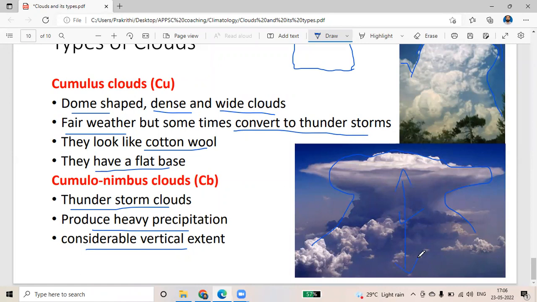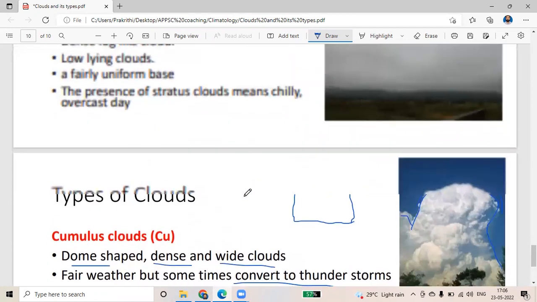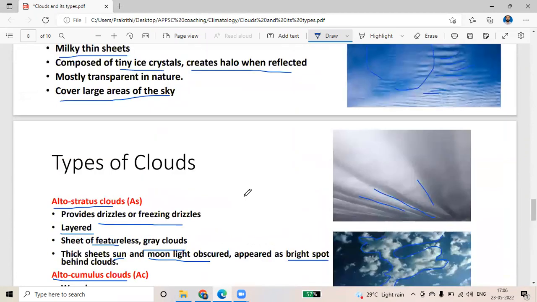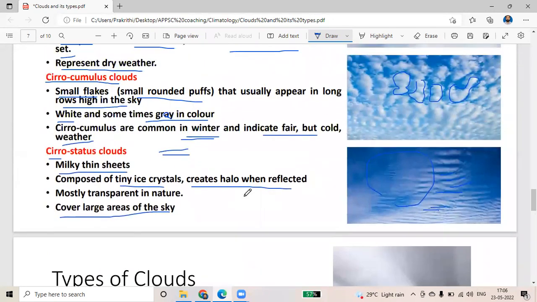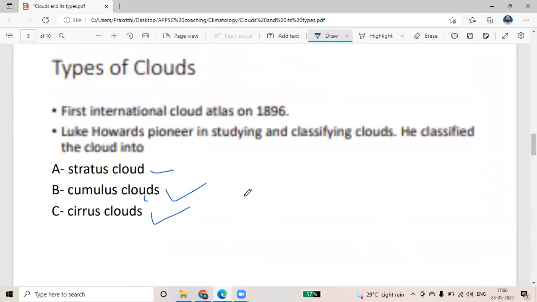अभी रेनी सीजन में जो क्लाउड हम देखते हैं ब्राउन कलर डार्क ग्रे कलर में, that is actually the cumulonimbus cloud. So these are the major types of clouds. ये 10 क्लाउड्स आप याद रखना है. This is the major types of clouds. तो इतना सा है क्लाउड्स के ऊपर.